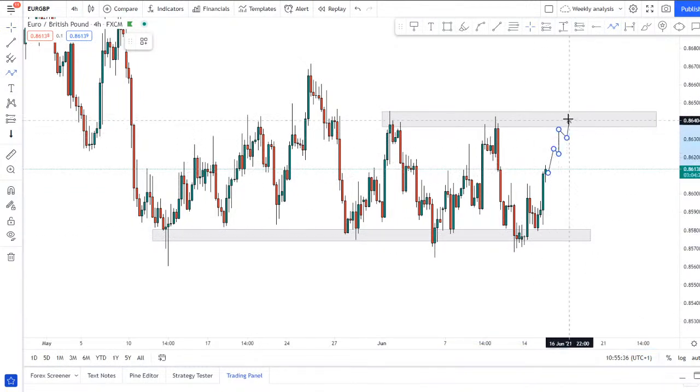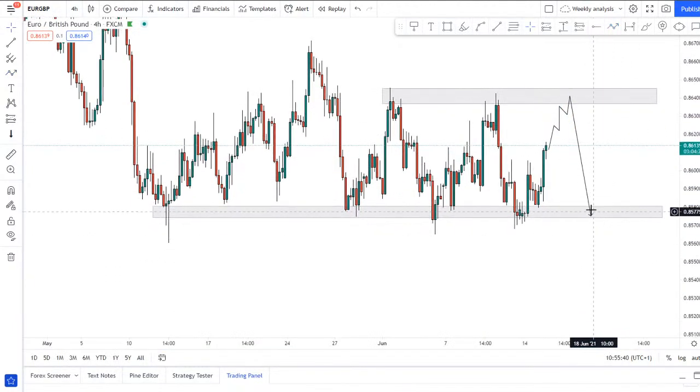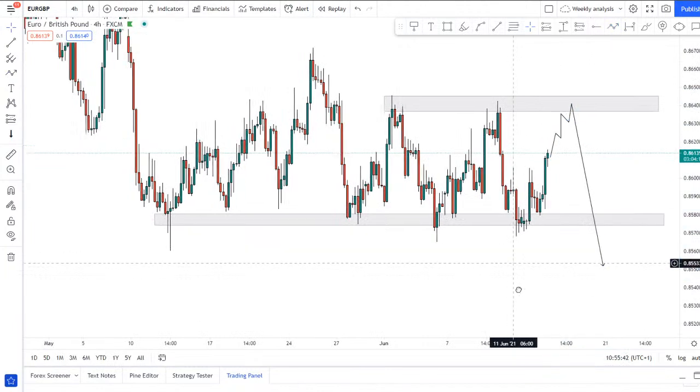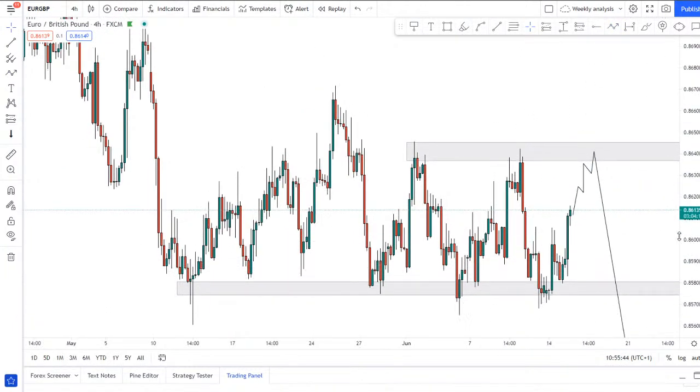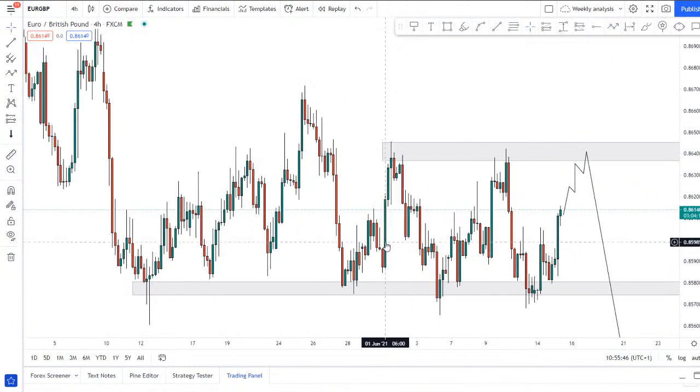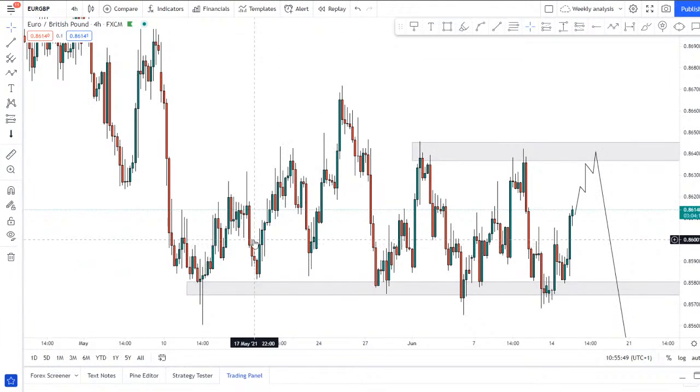So if we do claw our way back up to this level, I will be looking for shorts back into this support. Then potentially we could see the breakout. But yeah, Euro GBP for me is just a little bit choppy and probably not the best pair to trade at this moment in time. There are definitely clearer pairs out there.